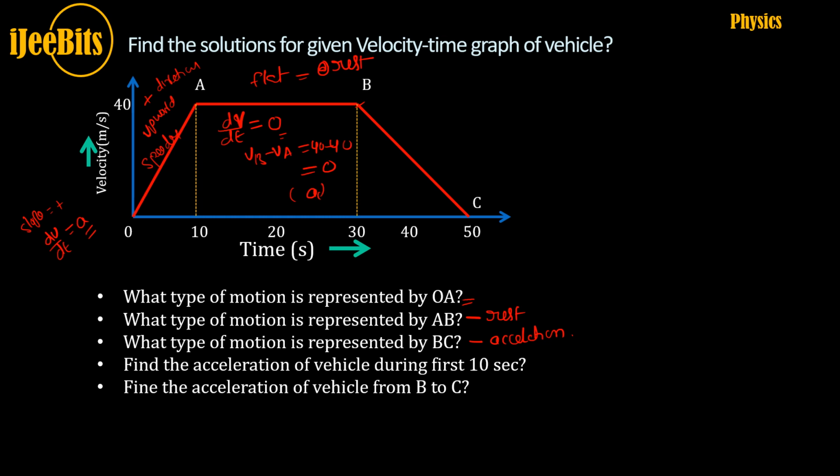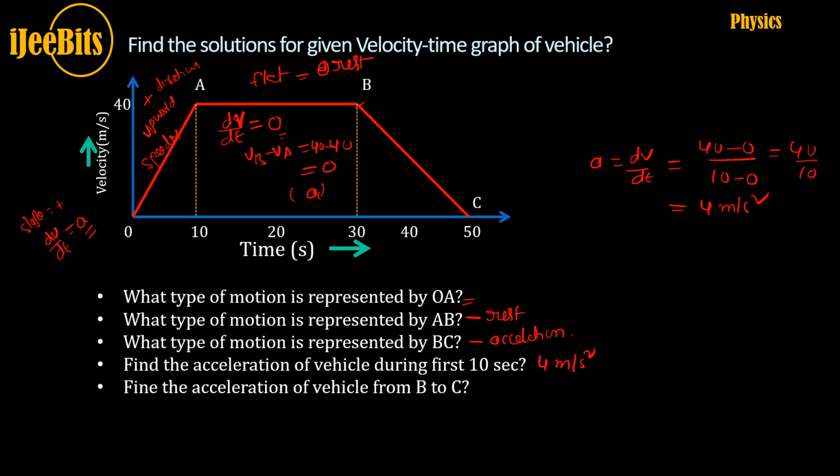Find the acceleration of a vehicle during the first 10 seconds. First 10 seconds, how do you get it? dv by dt. Change in velocity between 0 to 10 is 40 minus 0. So 40 minus 0 divided by 10 minus 0. So 40 by 10 is nothing but 4 meters per second square. That would be the answer. 4 meters per second square.